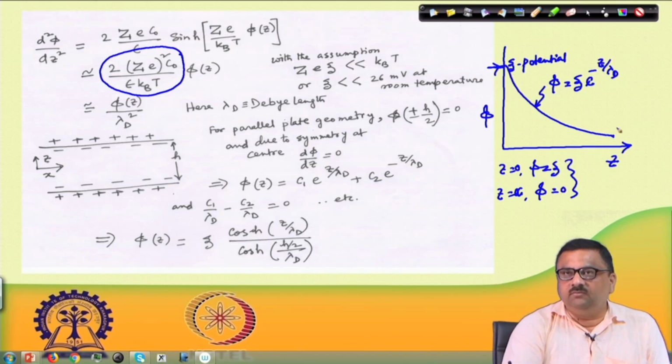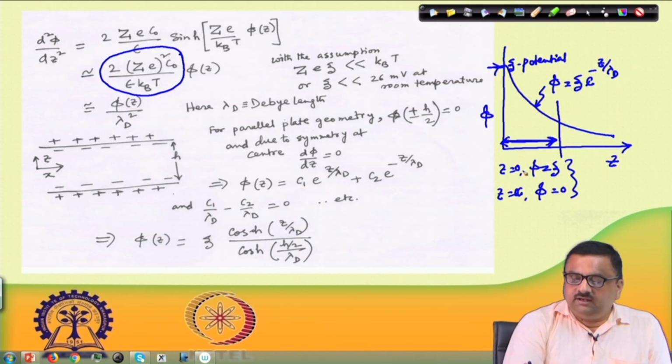So, that is the form one can end up with, and then one can say that lambda d is some characteristic length by which this potential value comes down to a significant extent. And what is that significant extent? That you can find out from here. So, this lambda d is referred to as the Debye length, and this lambda d is one measure of the thickness of this electric double layer. So, now lambda d is this.